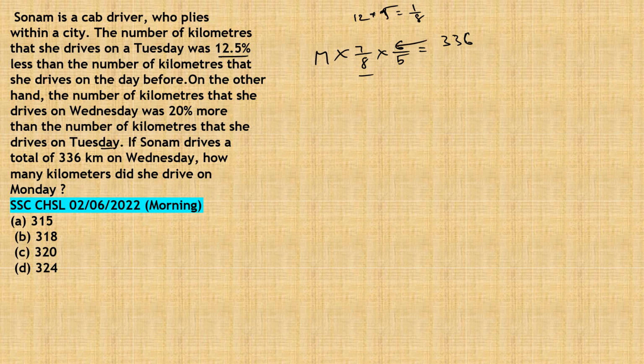If you cancel it, 6 5s are 30, 6 6s are 36, 7 8s are 56, that is, on Monday she traveled 8 into 40, that is 320 kilometers. Option number C.